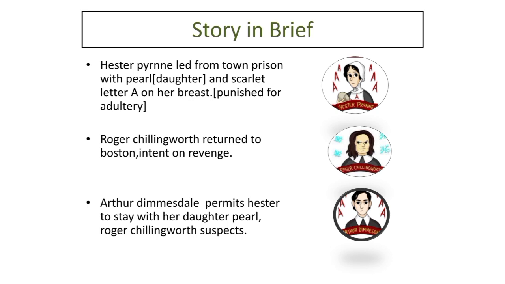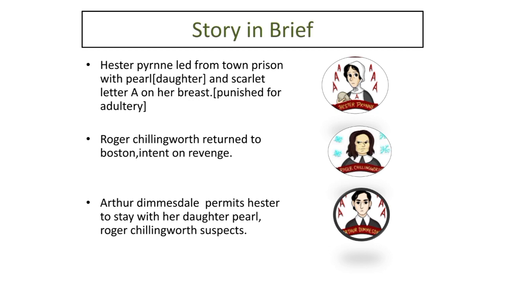The story starts with the protagonist Hester, who is coming out from the town jail with her daughter Pearl because she was being punished for adultery, and for the punishment she is wearing scarlet A on her chest as a sign of shame.